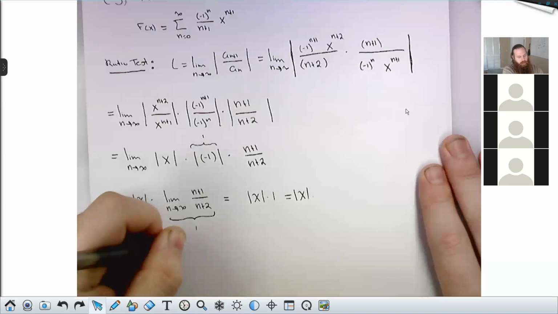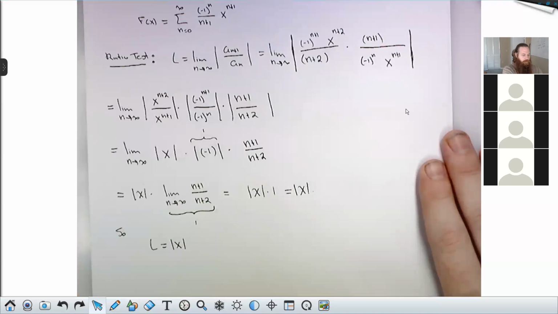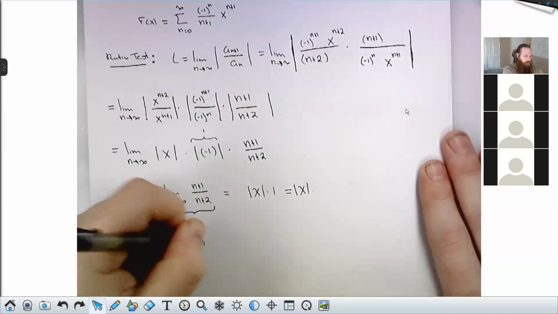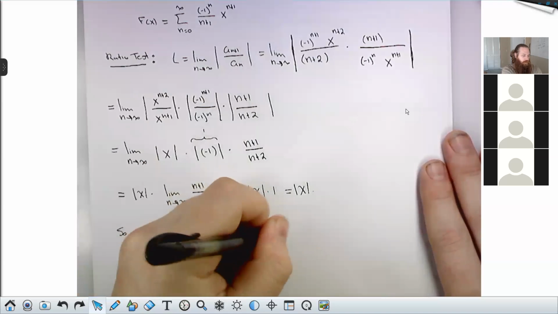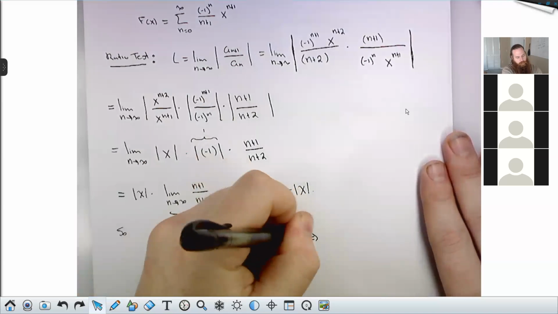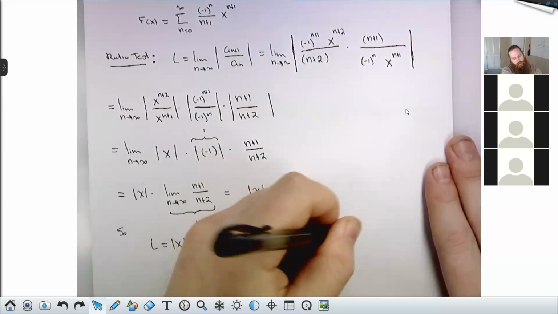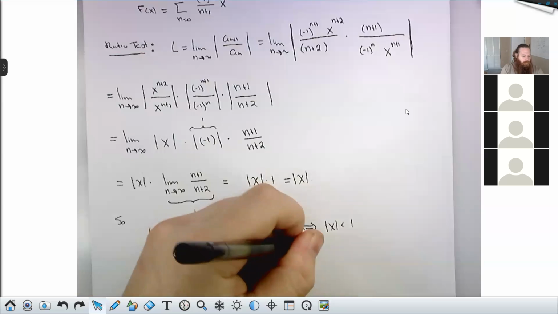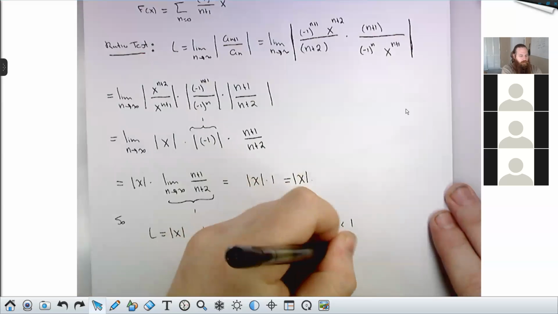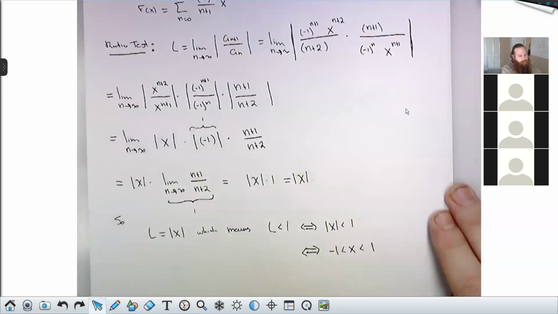So L is equal to the absolute value of x for this series, which means L is less than 1 if and only if the absolute value of x is less than 1. See what I mean about these absolute value inequalities coming back, even when we're not looking at a geometric series? This is equivalent to saying negative 1 is less than x is less than 1.